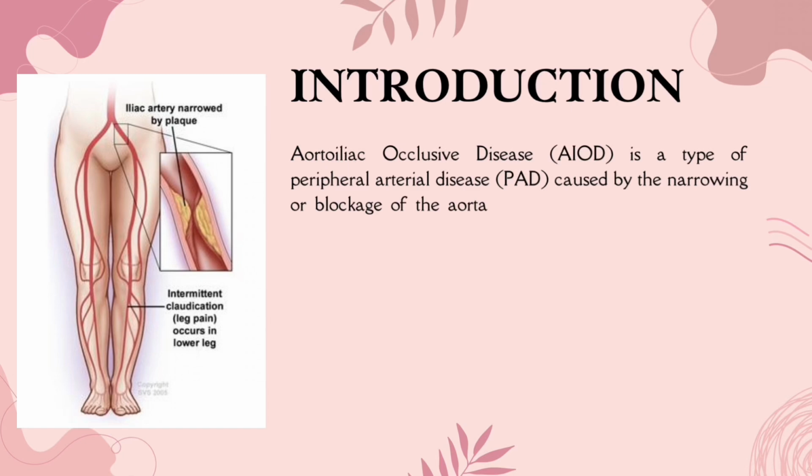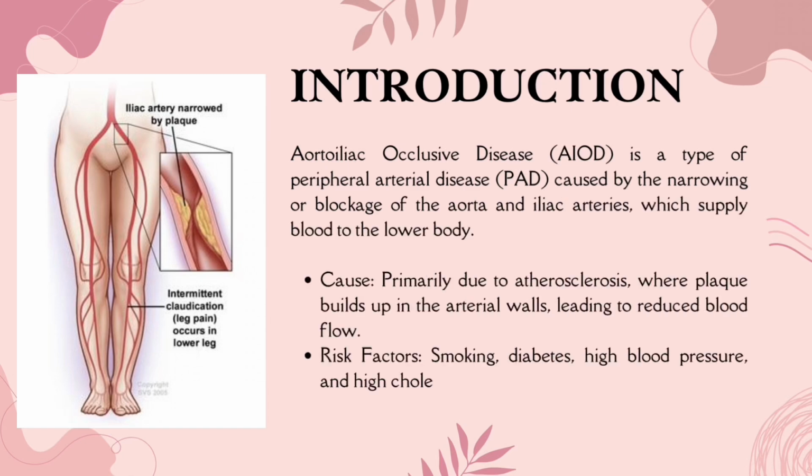So what is aortoiliac occlusive disease? It is a type of peripheral artery disease that is caused by the narrowing or blockage of the aorta and iliac artery, which supplies blood to the lower body. It is usually caused by atherosclerosis, where plaque builds up in the arterial wall, leading to reduced blood flow. The risk factors for this disease are usually smoking, diabetes, high blood pressure, and high cholesterol.